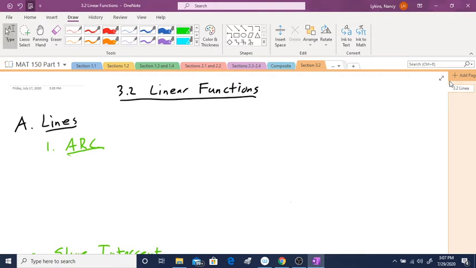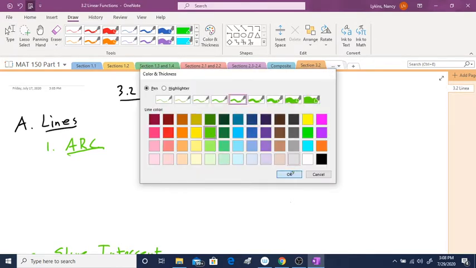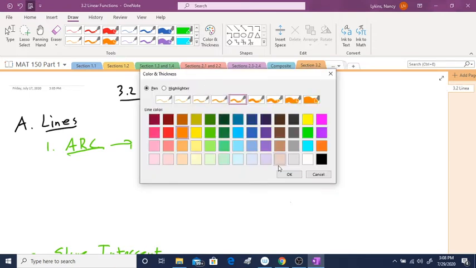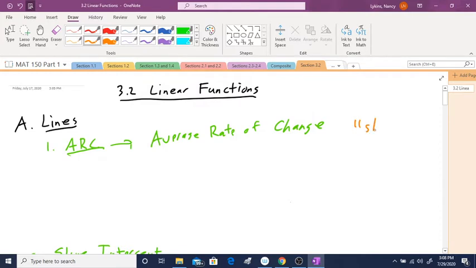So first of all, ARC. Some of us may have recognized this acronym. This is average rate of change. Now, when we think of this, we think of average rate of change as slope, especially when you're dealing with graphs and lines.